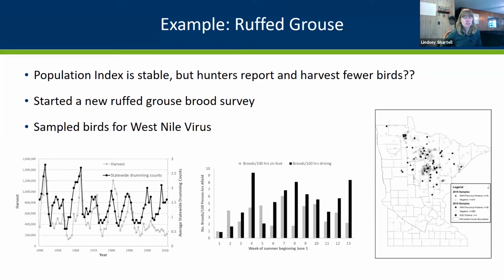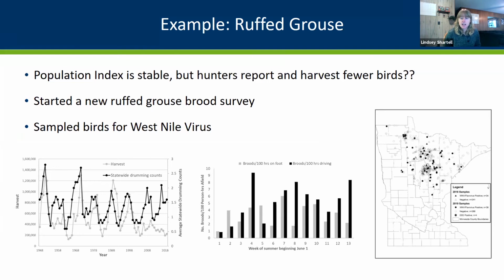In this case, the DNR has started to conduct brood surveys, quantifying the number of broods observed through the summer per unit of effort, in this case, field staff working and driving in the woods. Multiple years of data are needed before a trend can be observed. So that work is ongoing.